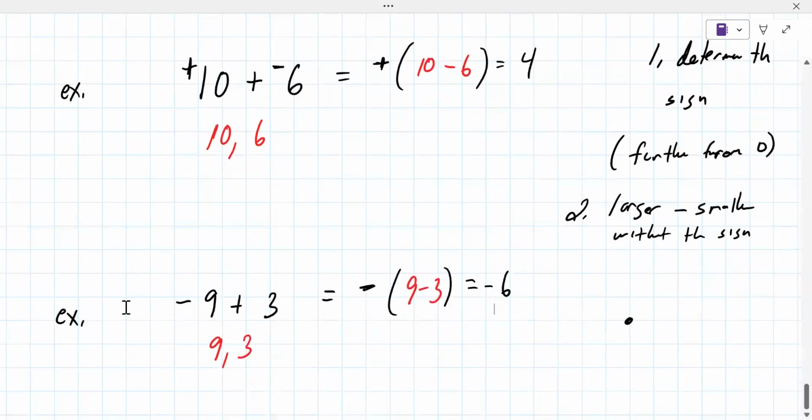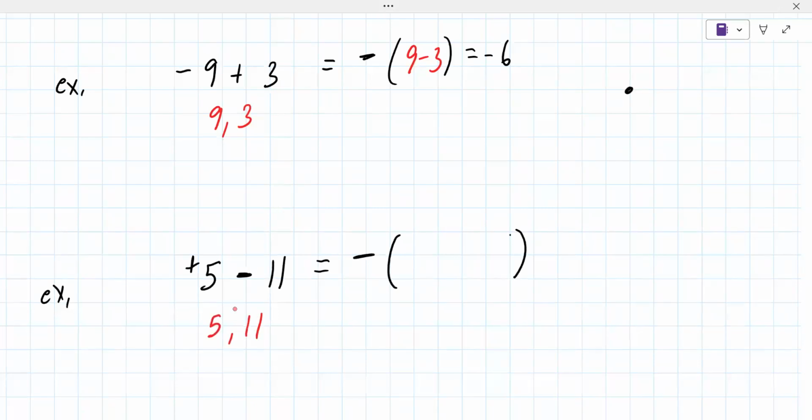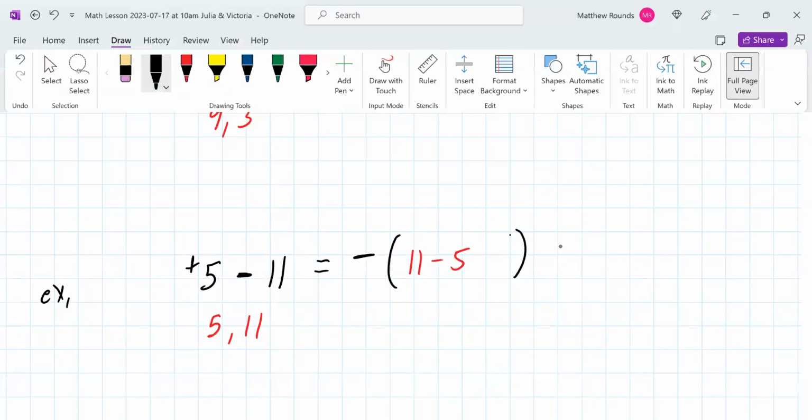Okay, so here's another example. What if it's 5 minus 11? So you've got positive 5, negative 11. Which is further from 0, the positive 5 or the negative 11? Negative 11. So that's a negative. Then you take the larger number and you subtract the smaller number. So you look at this as 5 and 11. It's 11 minus 5, which becomes negative 6.